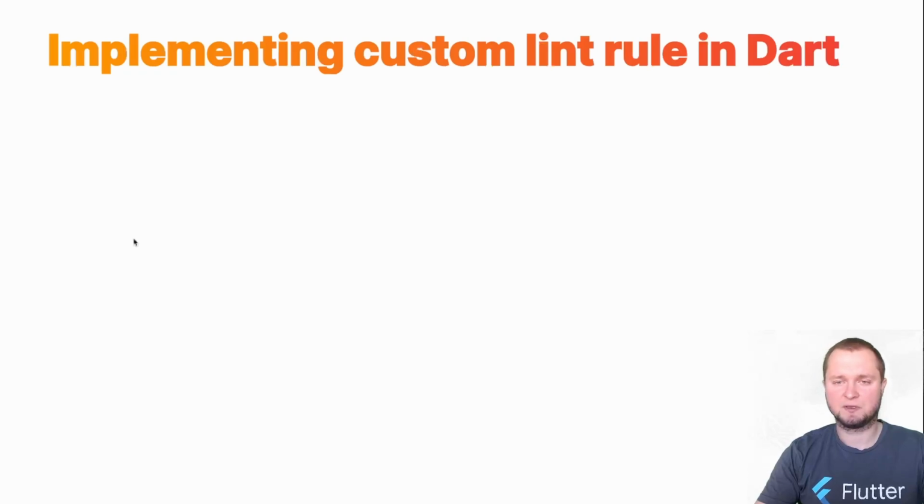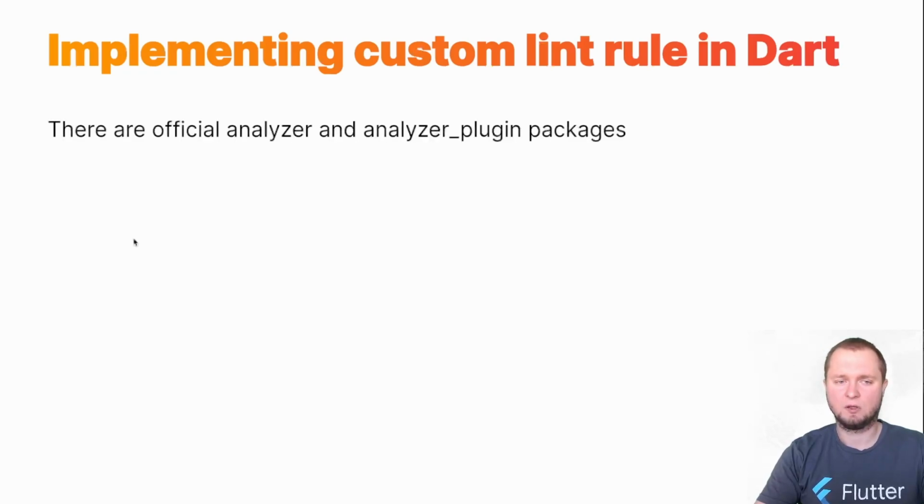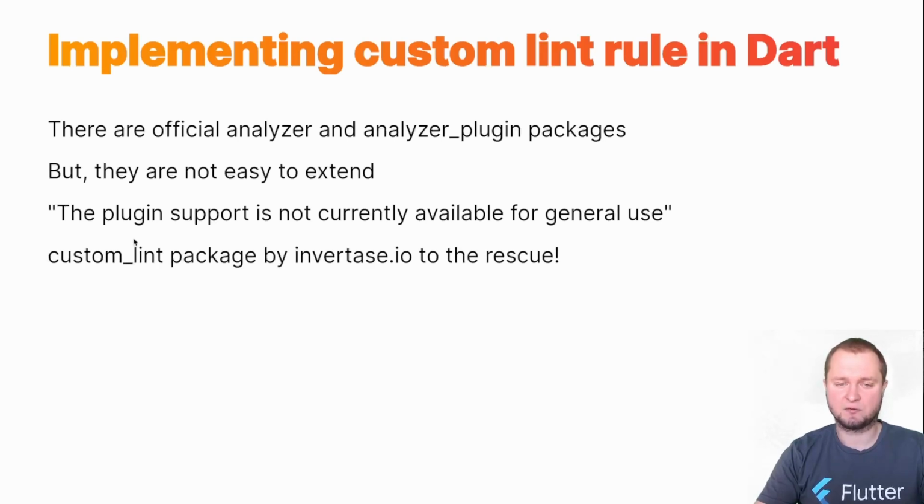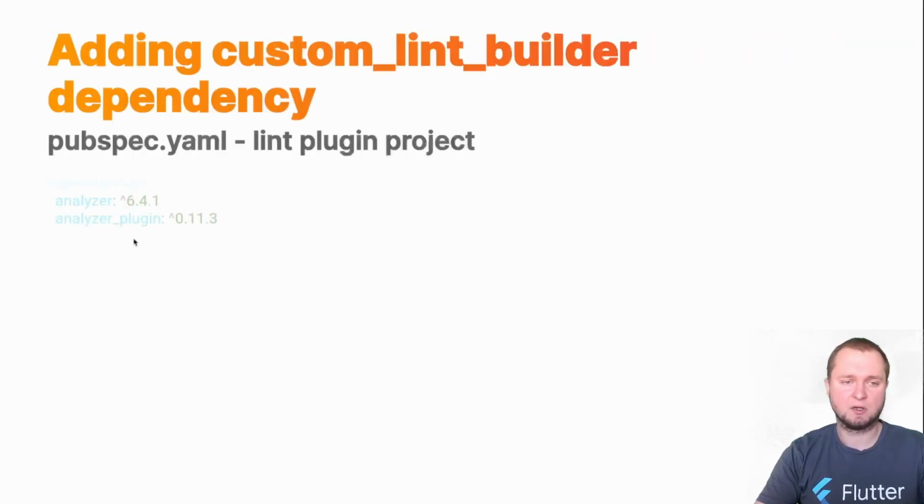Okay, so how to implement the custom lint rule in Dart? There are the analyzer and analyzer plugin packages provided by the Dart team officially, but they are not easy to extend. Even the official docs say that the support is not available for general use. However, I have a custom lint package made by Invertase, which simplifies a lot creating the custom lint rules.